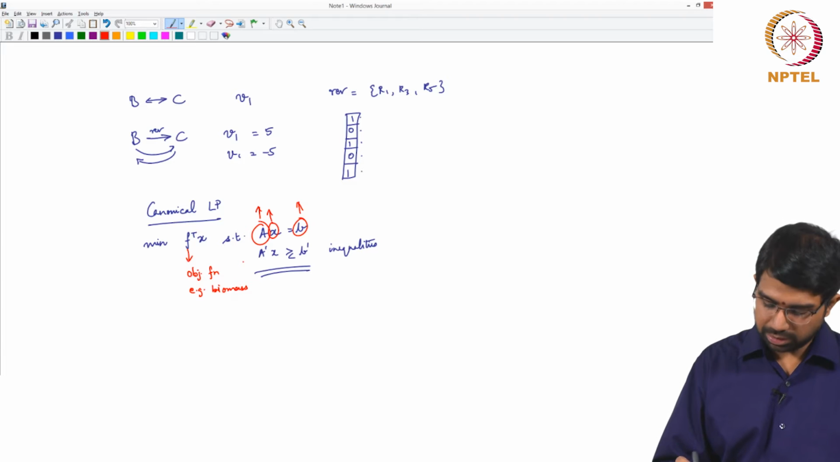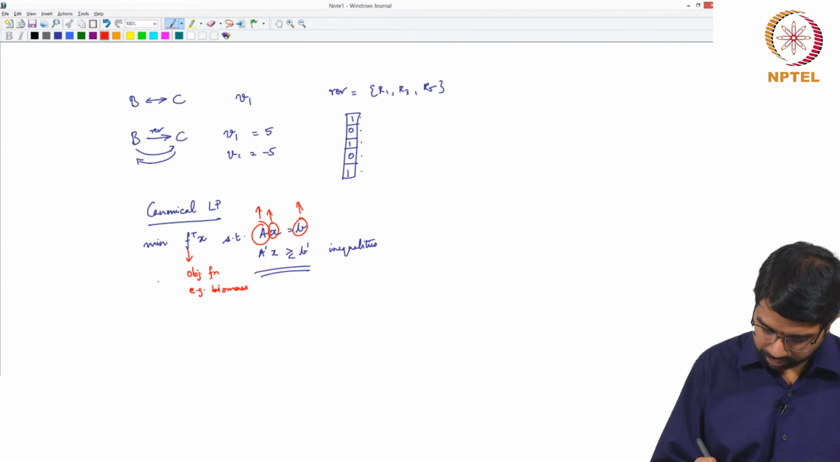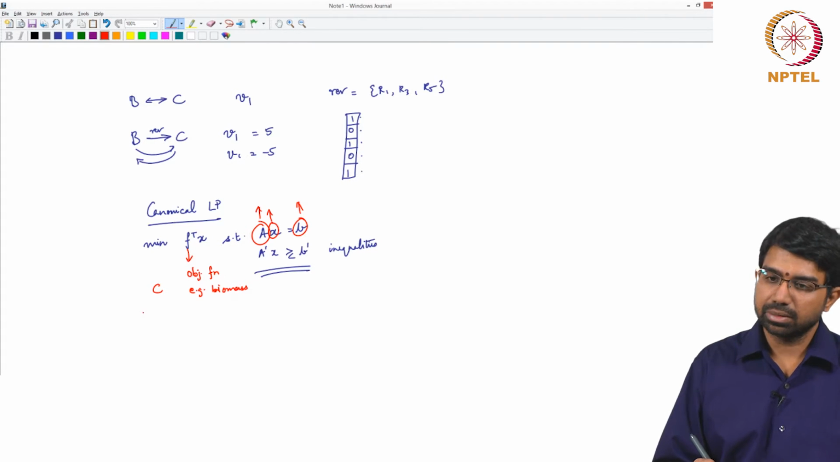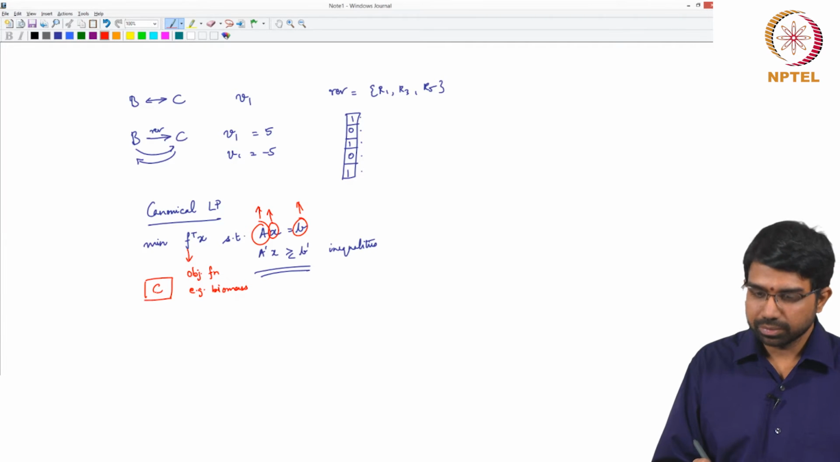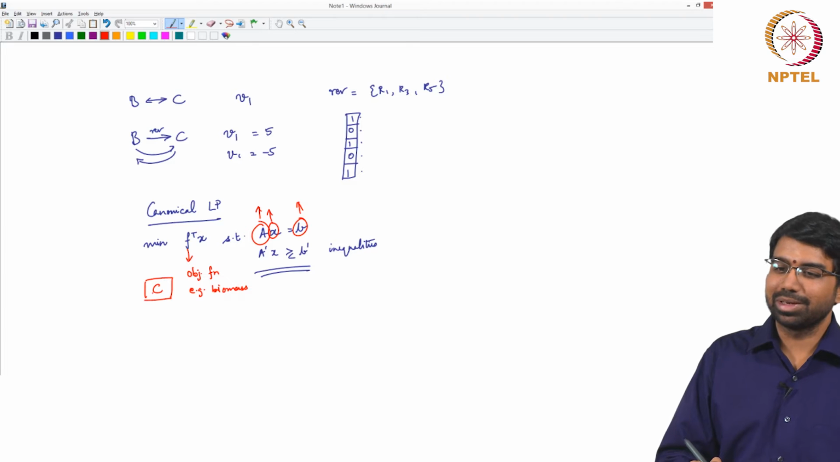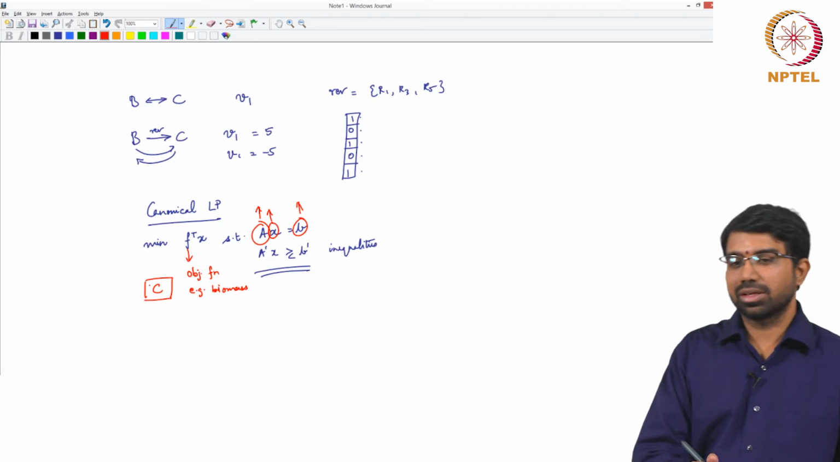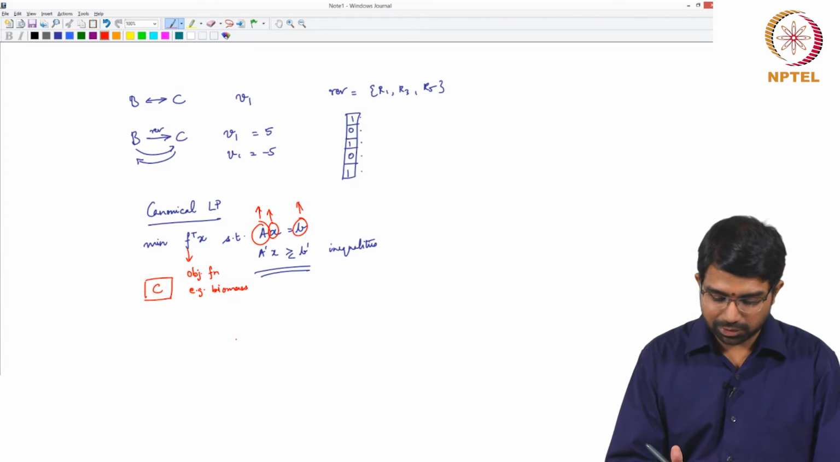Your objective function like biomass, which is basically your C, this is the name we gave, and it is useful to know these variable names as well, because these are the same things that are used in the MATLAB toolbox for solving flux balance analysis problems.